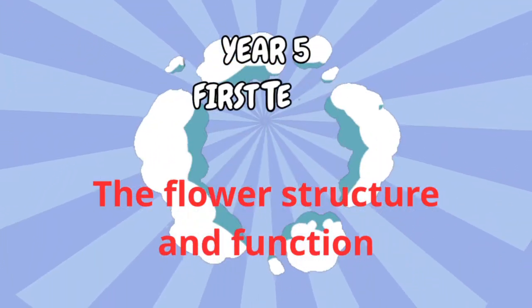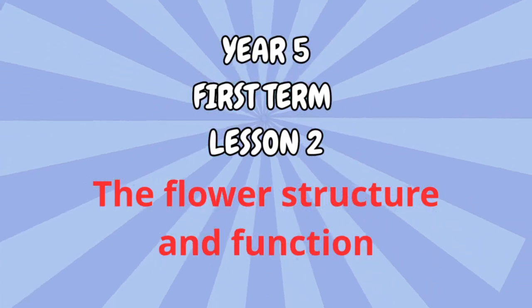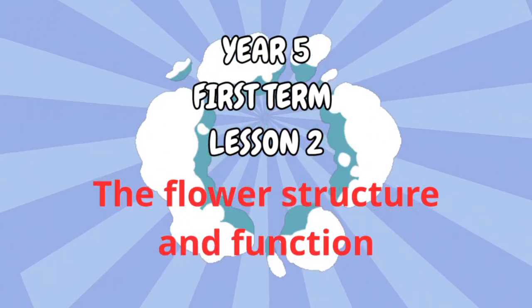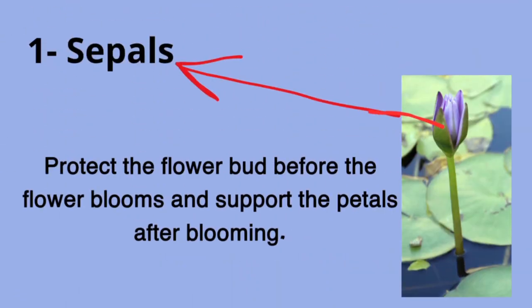Welcome back to Science Words and this lesson for Year 5, first term, lesson number 2, which is talking about the flower structure and function. So first, we need to know what are the parts of the flower and what is the function for each part. So the first part of the flower is sepals. When you are holding a flower and it's not blooming yet, you will find a green part outside. It protects the flower bud before the flower blooms and supports the petals after blooming.